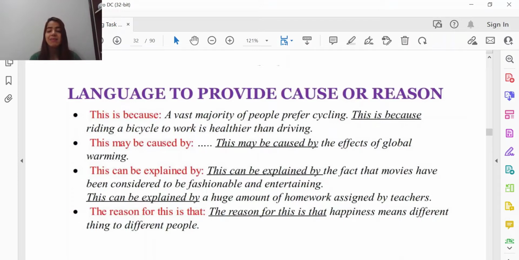And the last item that we are dealing with here is "the reason for this is that." The reason for this is that happiness means different things to different people.